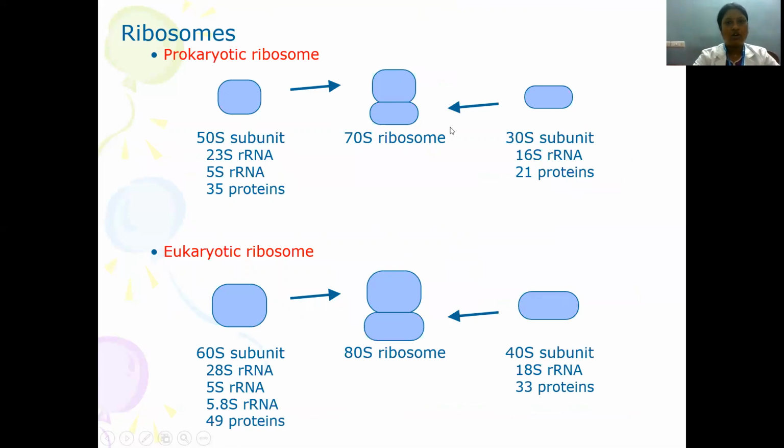Prokaryotic ribosome has got two subunits, the 50S subunit and the 30S subunit, to constitute the 70S ribosome. The 50S subunit is made up of 23S ribosomal RNA, 5S ribosomal RNA, and 35 proteins. The 30S subunit is made up of 16S ribosomal RNA and 21 proteins. These subunits will associate to form the 70S ribosome. Eukaryotic ribosome is made up of the 60S subunit and the 40S subunit, which together form the 80S ribosome. The 60S subunit is made up of 28S rRNA, 5S rRNA, 5.8S rRNA, and 14 proteins. And the 40S subunit is made up of 18S rRNA and 33 proteins. S is the Svedberg unit, a measurement unit. These two will associate to form the 80S ribosome.